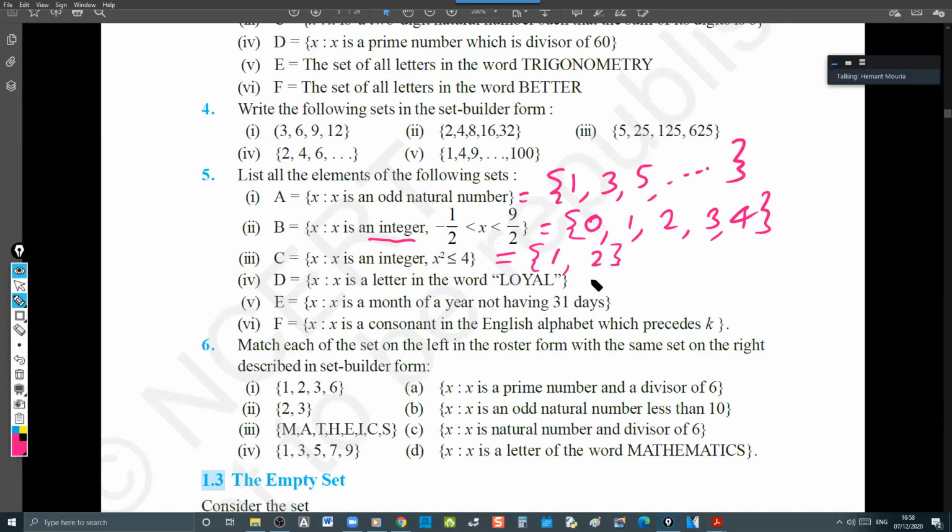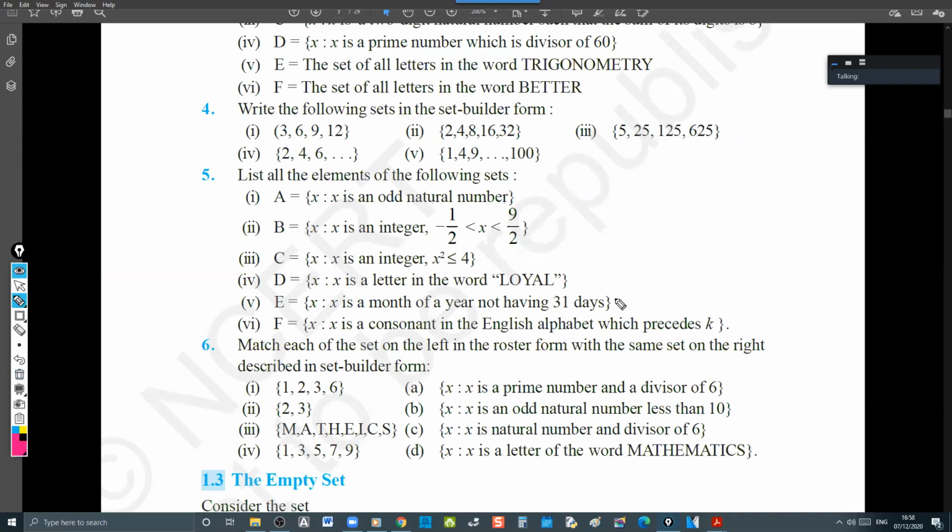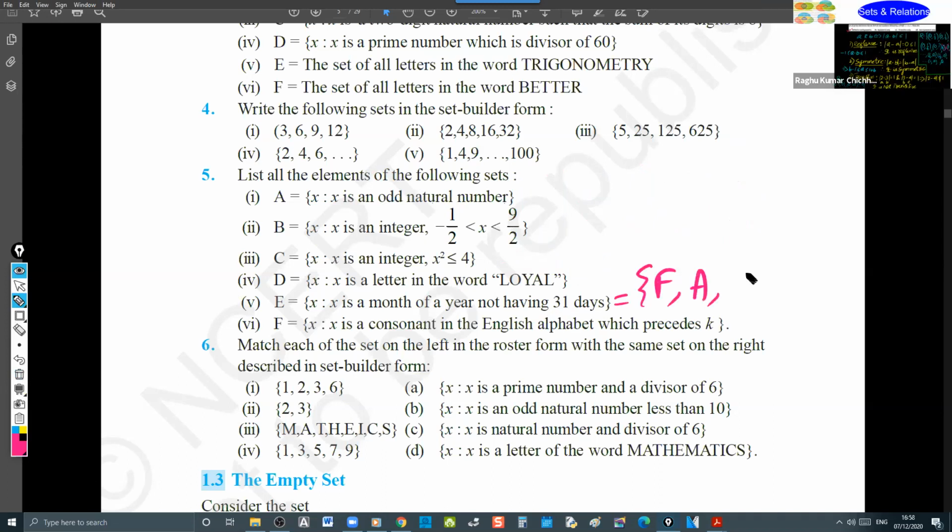X such that X is a letter in the word loyal. L, O, Y, A. That's it. Next one. X such that X is a month of a year not having 31 days. February is there. April is there and June is there, and so on.